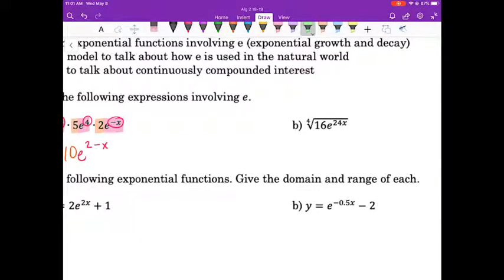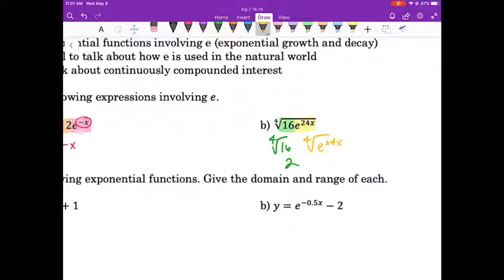In part B, we split up those radicals. We've got the fourth root of 16, which is just 2. And then the fourth root of e to the 24x, I would change to a fractional exponent, e to the 24x divided by 4, so that we can see we're going to divide 24 by 4 and get e to the 6x. So 2e to the 6x is our final answer.